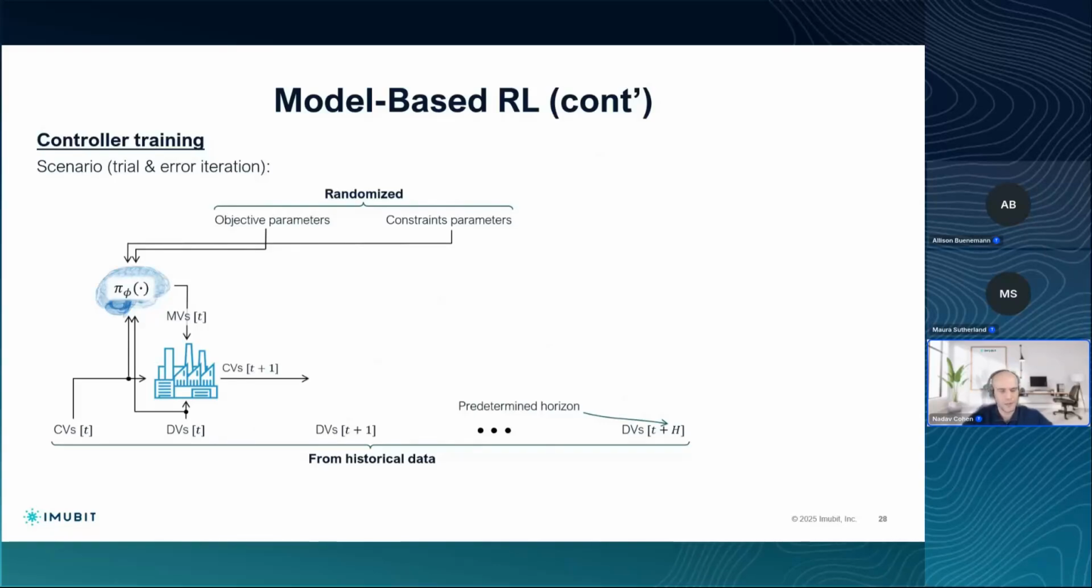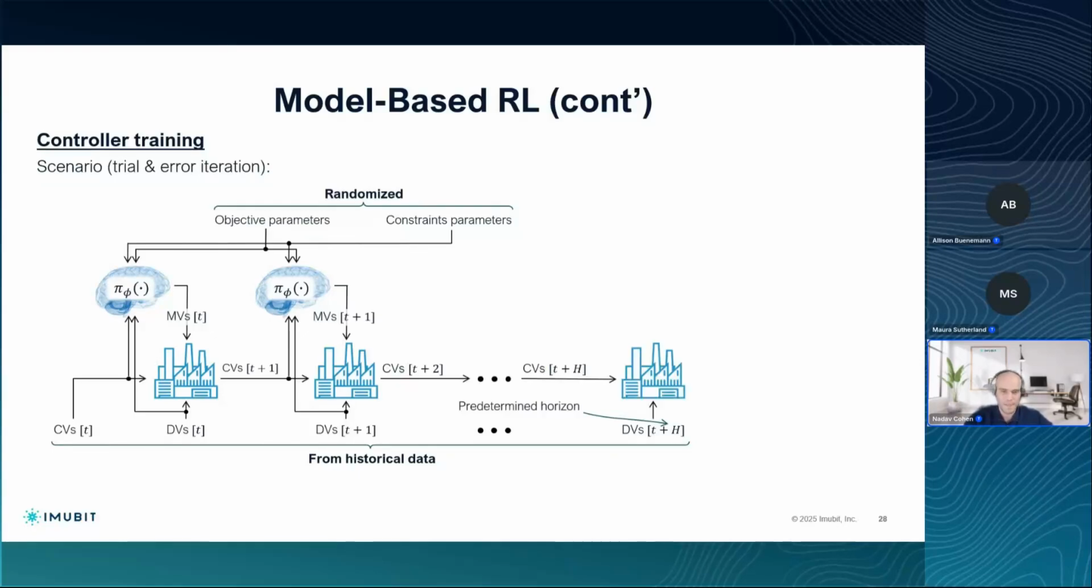And then the system model produces the CVs in the next time step. And they're sent into another instance of the system model, which also receives the DVs in the next time step. And the CVs and DVs in the next time step are sent to the controller, which again observes the objective and constraint parameters and drives the MVs in the time step that follows. And then the system model gives me the CVs in the time step that follows, and I continue that way till the last instance of the system model and the controller.